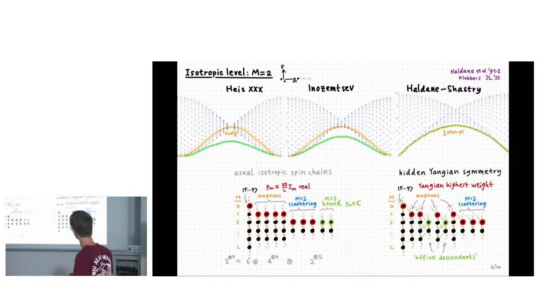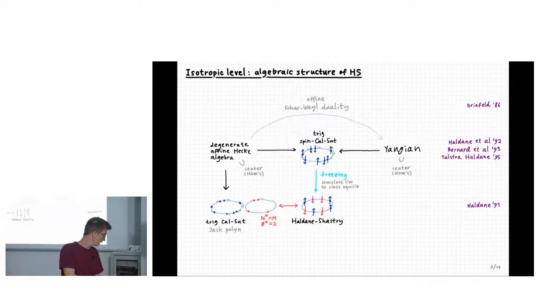That's exactly right. All right, so we are seeing that this Haldane-Shastry model is really rather special and quite different from the Heisenberg spin chain. And here is a short cartoon of how it really works. Here at the bottom, we have the Haldane-Shastry spin chain. And the algebraic setup is that there is some algebraic structure called the degenerate affine Hecke algebra, whose center, in some representation, gives rise to the Hamiltonians of the trigonometric spin Calogero-Sutherland model.